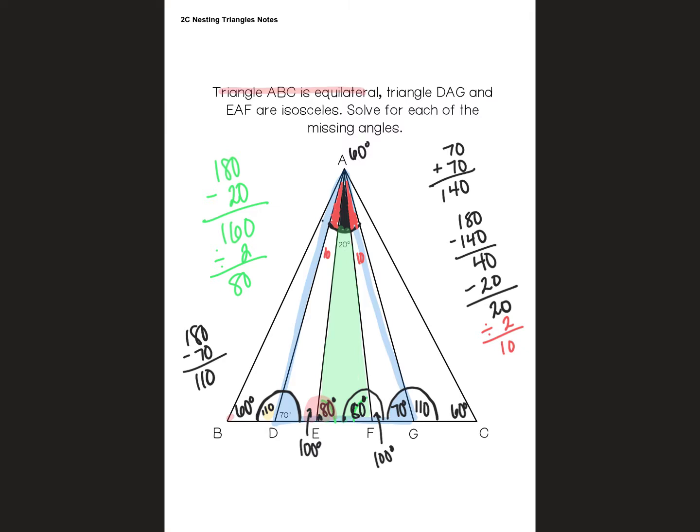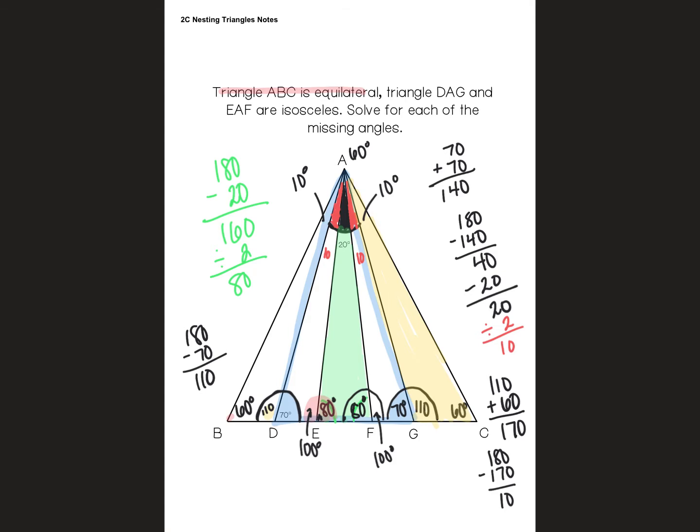For this last triangle set out here, I'm going to focus on this yellow one now. I have this little triangle out here. Triangles always add up to be 180. So I have 110 plus 60, that's 170. I need it to be 180, so I'm missing 10 degrees. So this little piece here is 10 degrees. We have the exact same triangle on the other side, so this is also 10 degrees.